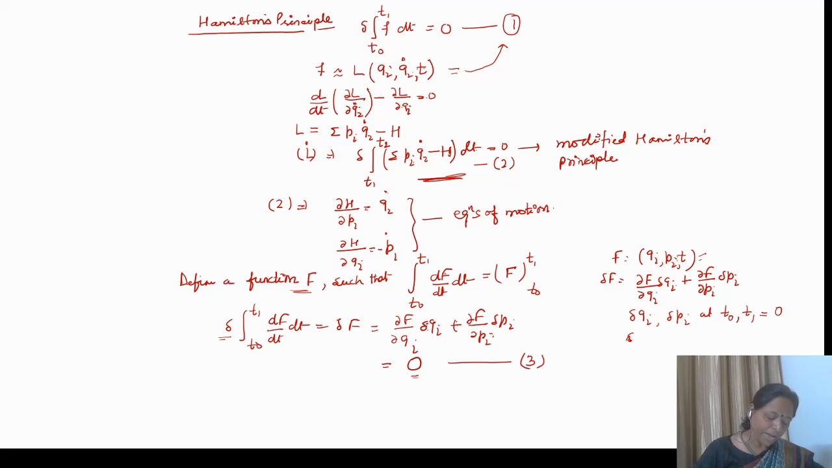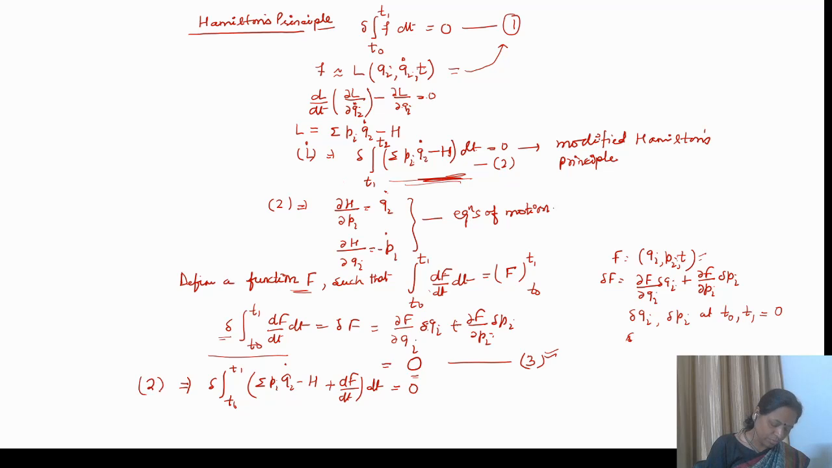It simply means that if I add this integrand into this integral, this implies delta of the integral from t0 to t1 of sigma pi qi dot minus H plus dF/dt is also 0, because it is 0, and I have incorporated this with 2. So 2 implies. Okay.